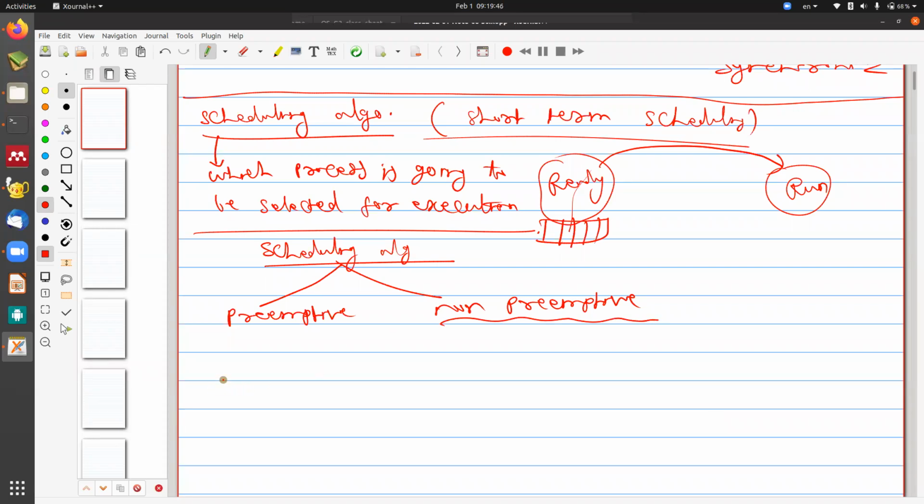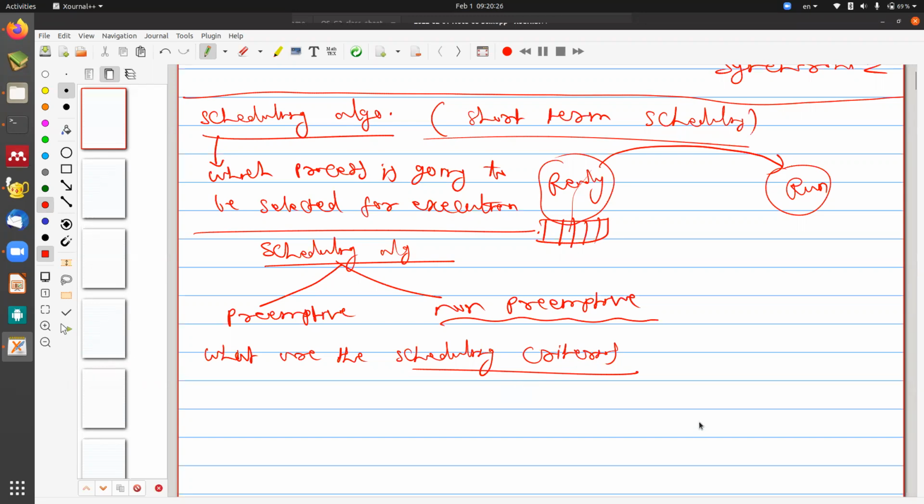Before going to this non-preemptive scheduling algorithm, what are the scheduling criteria? The scheduling criteria means, when you design a scheduling algorithm, what are the things or characteristics you have to look into? So that when one designs this algorithm, he has to satisfy all the criteria. If it is satisfying all the criteria fully, then it is a better scheduling algorithm.